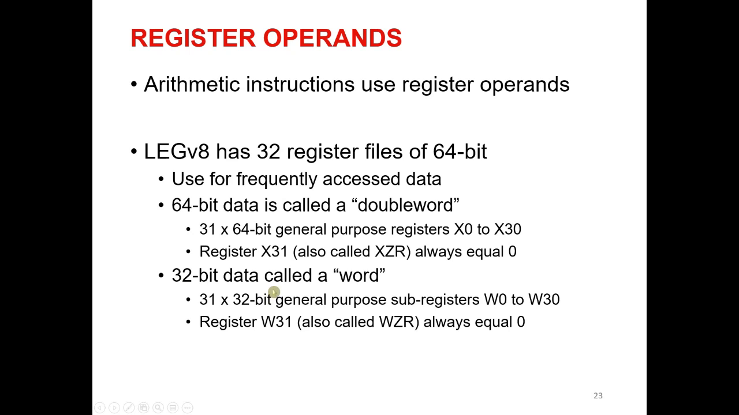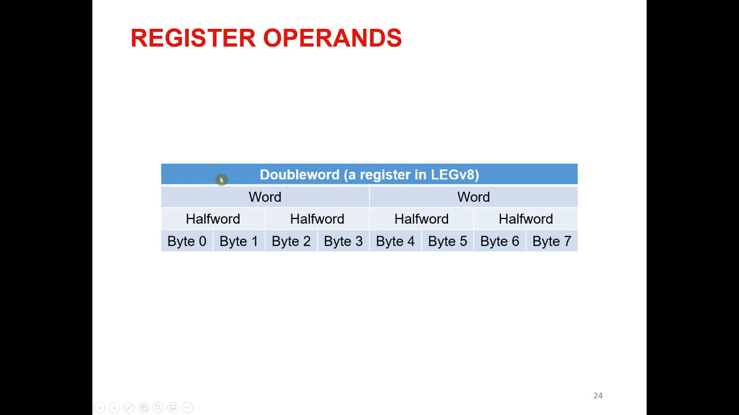Now we have something similar for words. Instead of the registers being named with X, they are named with W. Graphically, a register in LEGv8 is a double word, 64 bits, which is the same as two words. Each word, therefore, has 32 bits. Each word can be split in two half words of 16 bits each, and then each half word can be divided in two bytes. And you know that each byte has 8 bits.